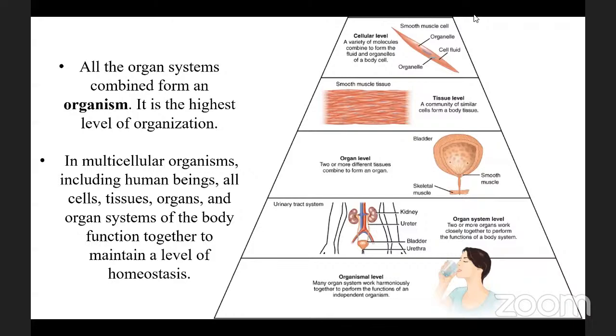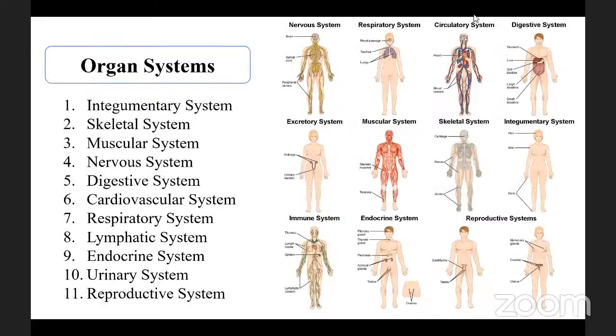So these cells, tissues, organs, systems, they maintain this beautiful balance called homeostasis. Each and every system is working with another system to perform wonderful activities. For example, the heart is a part of the circulatory system. It pumps the blood to all the organs of the body. At the same time, it pumps the blood to the lungs also.